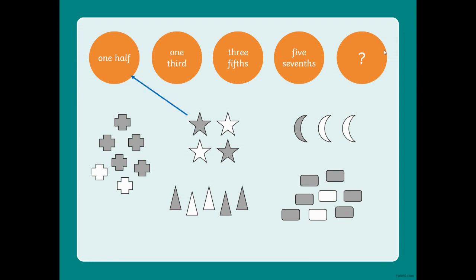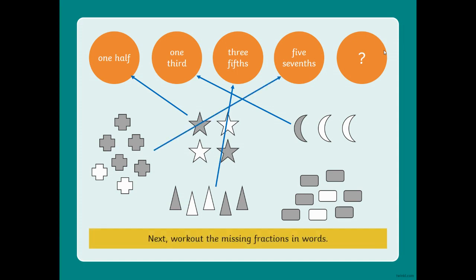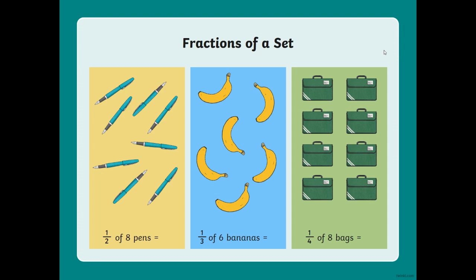The stars have 2 out of 4, 2/4, or 1/2 shaded. 1/2 is equivalent to 2/4. The moons have 1/3 shaded. The triangles have 3/5 shaded. The crosses have 5/7 shaded. And finally, the rectangles have 6/8 shaded.